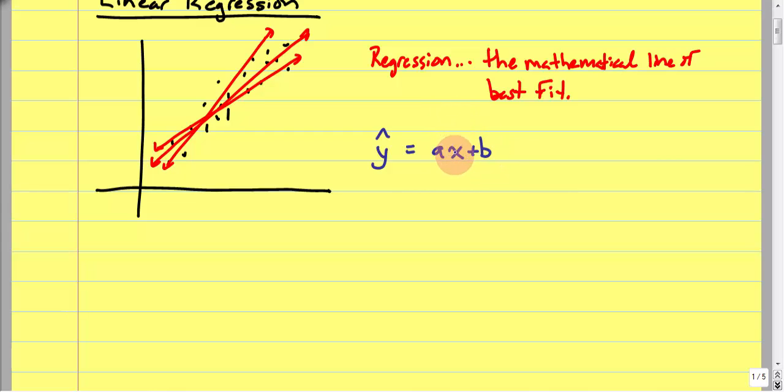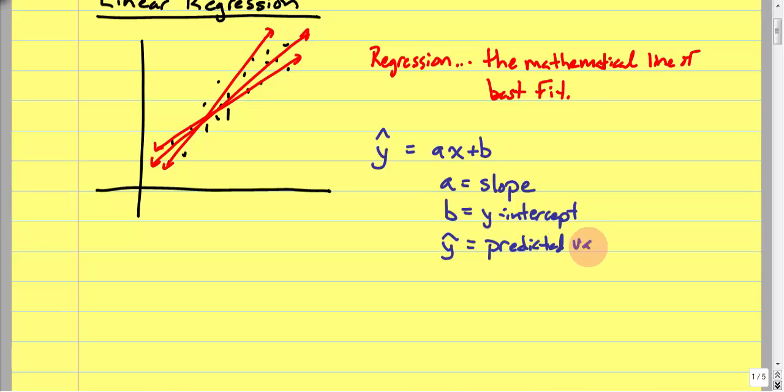Basically the coefficient in front of x is your slope, so in this particular case a is the slope, but depending on which function you choose on your calculator, a could also be the y-intercept. So we have to be really careful. As I have it written here, a is the slope and b is the y-intercept. Now the y-intercept is where it crosses the y-axis. Now y hat, like we said, is our predicted value. So we would plug in some value of x and we'd come up with a predicted value of y.